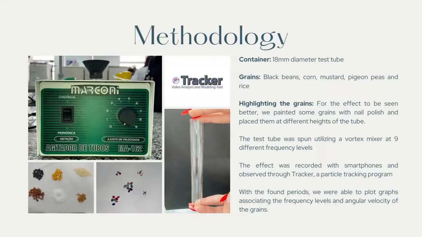For the methodology, we used an 18 mm diameter test tube as a container. We tested the phenomenon with rice, beans, corn, pigeon peas, and mustard grains. For it to be more visible, we painted some grains using nail polish and placed them at the top and bottom of the tube. The grains were spun using a vortex device with 9 different frequency levels, and each level was analyzed with a tracking program. That way, we would be able to obtain the periods of the grains and measure different angular velocities.